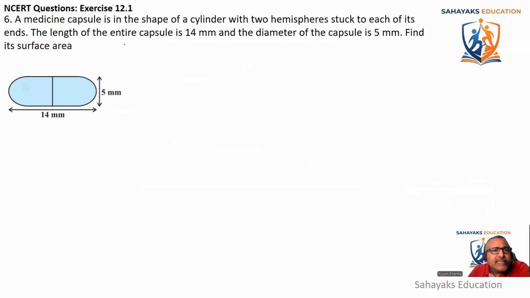It says a medicine capsule is in the shape of a cylinder. So this is a cylindrical shape. It's a round shape, it is not a rectangle, with two hemispheres stuck to each of its ends. So this is one hemisphere, and this is another hemisphere which is stuck to its ends. The length of the entire capsule is 14 millimeter, which is given, and the diameter of the capsule is 5 millimeter. Find its surface area.